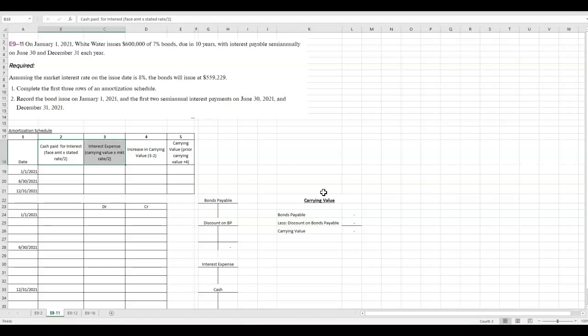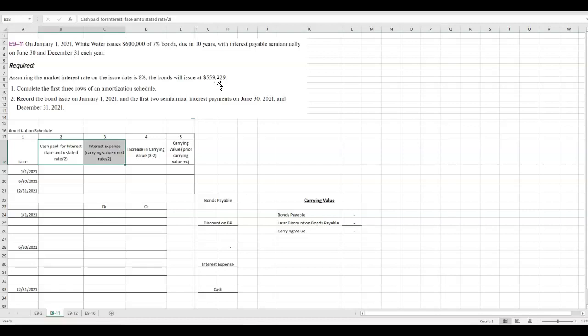We first have to create an amortization schedule. So we have this bond: January 1st, 2021, they issue $600,000 worth of 7% bonds due in 10 years, with interest payable semi-annually on June 30th and December 31st of each year. The market rate of interest is 8%, so the bonds issue at a discount, or below face value.